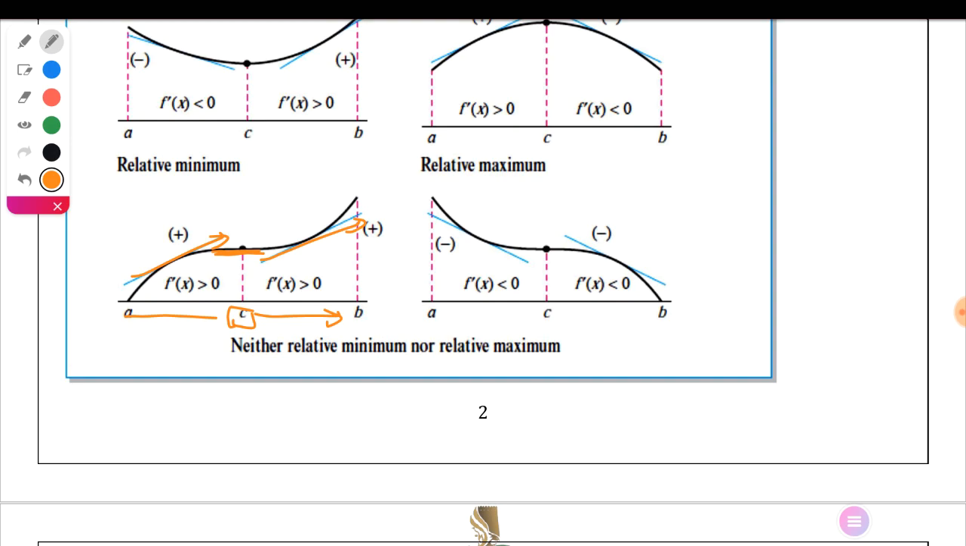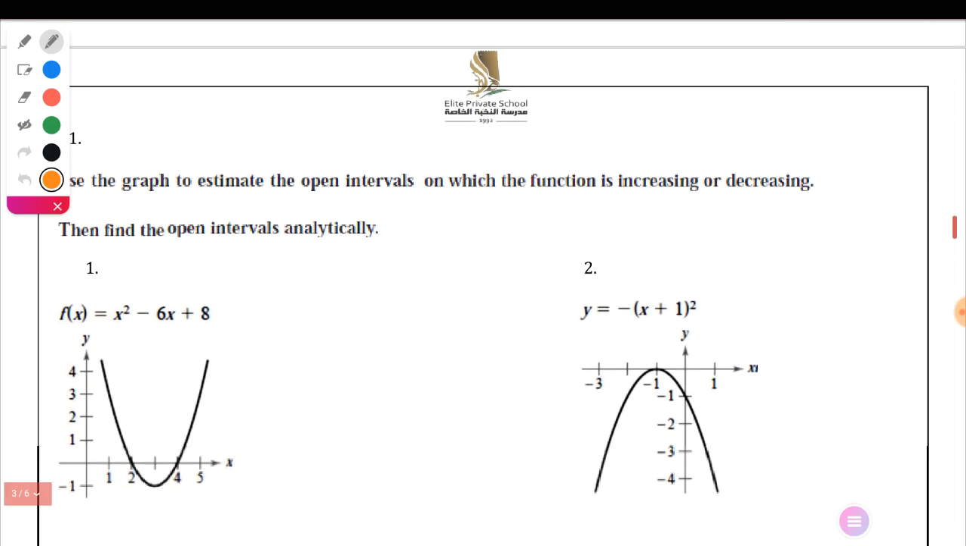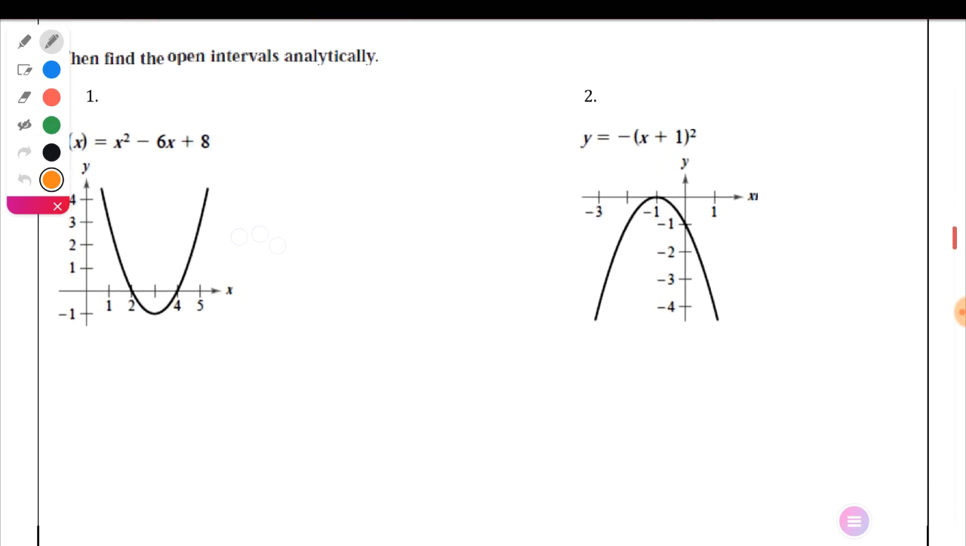In the same way, in the last example at the critical number, around it the function decreases, as you see, and here it also decreases. As x increases, y decreases. In this case, the function has neither a relative minimum nor a relative maximum. So the condition to have extrema is that it occurs at a critical number where the behavior of the function changes from increasing to decreasing or from decreasing to increasing.